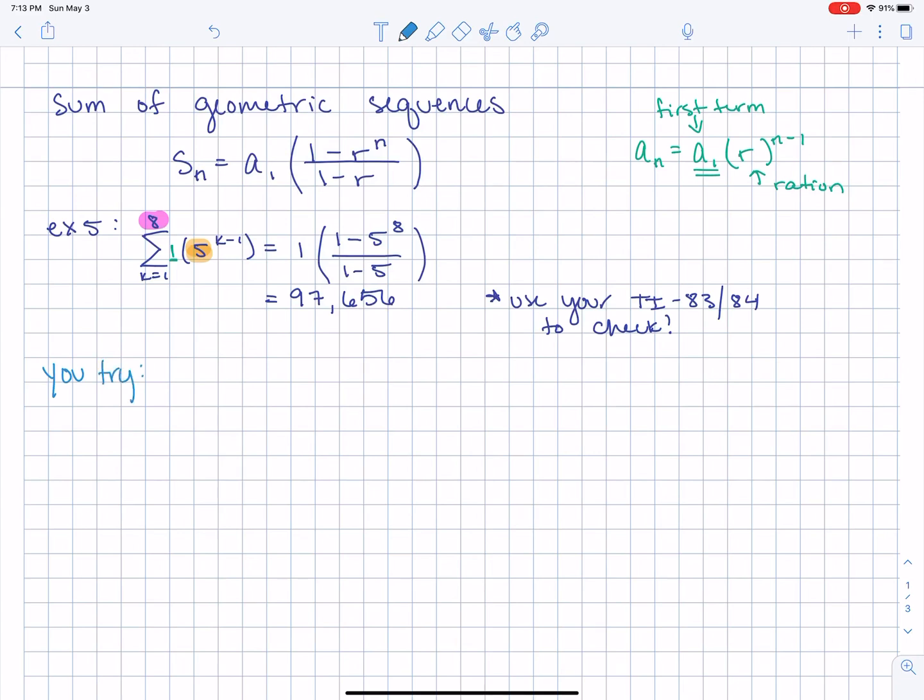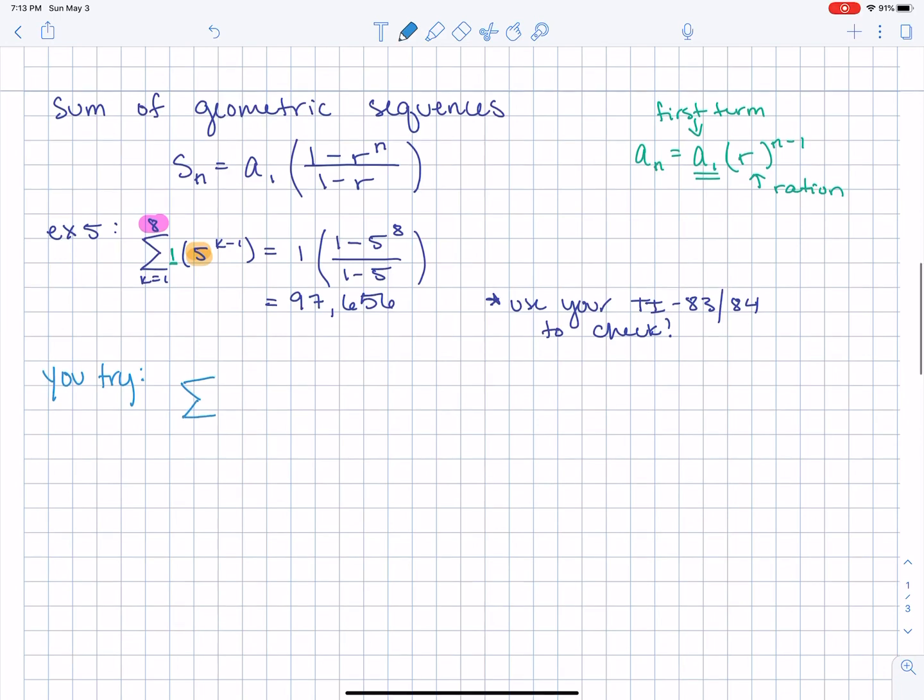You know how this works. Pause it once you have the problem down. Sigma, we have i equals 1, so we're going from 1 to 12 of 6 times negative 2 to the power of i minus 1. So go ahead, hit that pause button. And I hope you're back because we are going to solve this. Again, you're taking that first term, which is 6, times 1 minus my ratio, which is negative 2, to the power of 12 for this guy, all over 1 minus that negative 2.